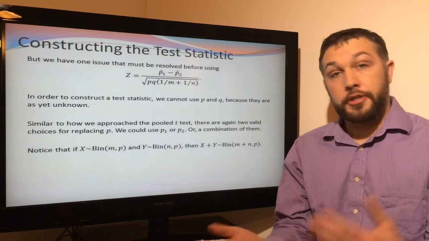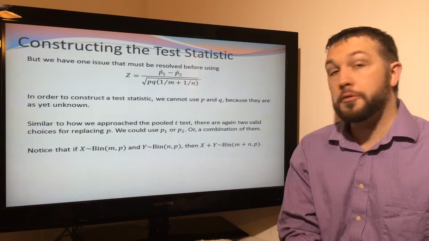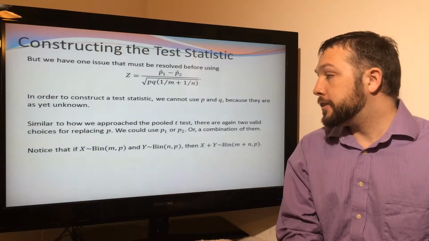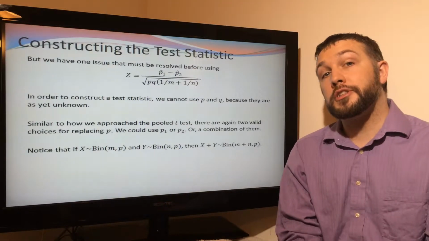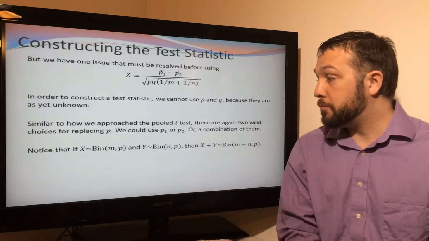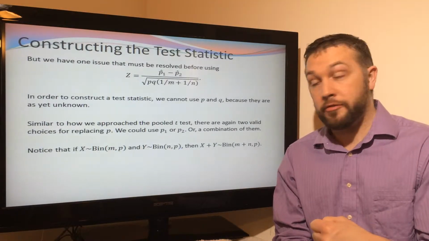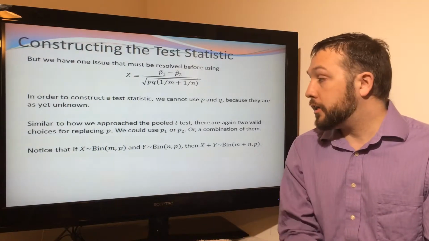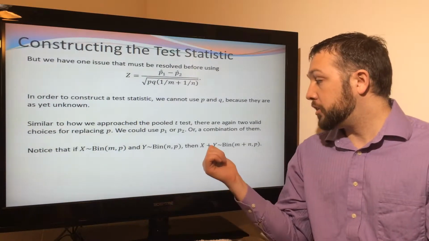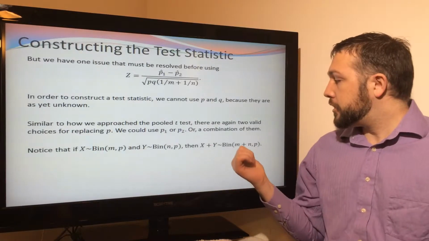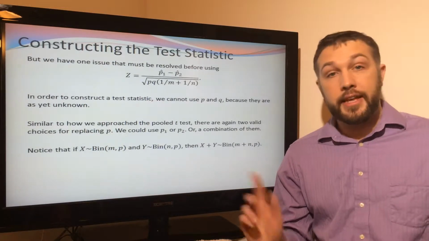Now, you could do a lot of different things. You could simply average them, just take half of P1 plus P2. The natural thing to do is notice that if we assume that both proportions are the same, that means that both of our samples have the same probability of success. So X is a certain number from my first gathering, Y is another from my second gathering, but they both have the same probability of success. So when I take X plus Y, that's just another binomial variable with a larger sample size, but the same probability of success. That's the key to it.